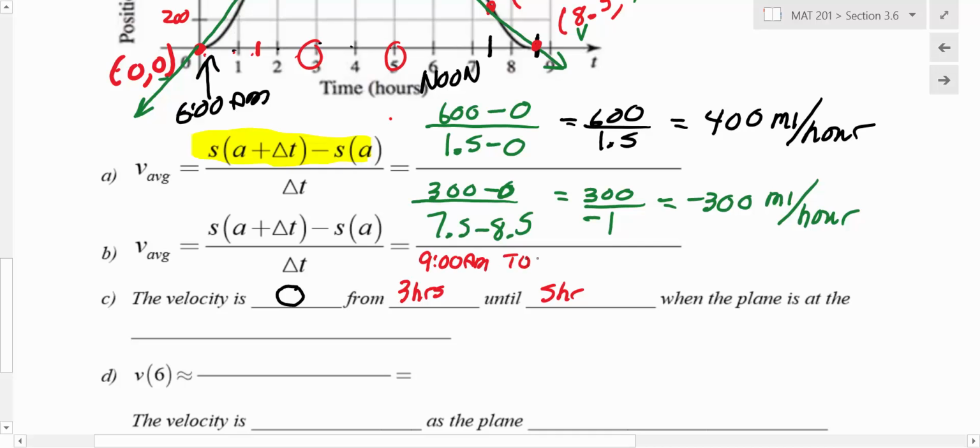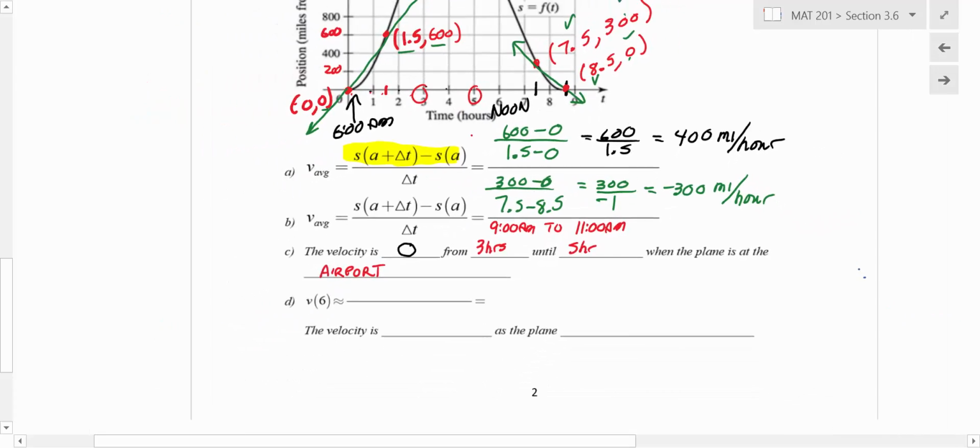To 11 a.m. Okay, so from 9 to 11, I guess you're at the airport terminal. The plane's waiting for passengers and that kind of stuff. Okay, and that's when the plane is at the airport, we're going to assume. Okay, like that. So that's the idea with that.